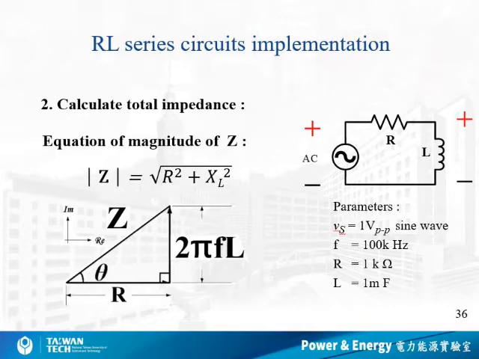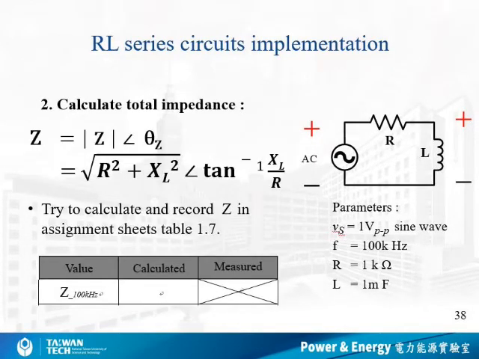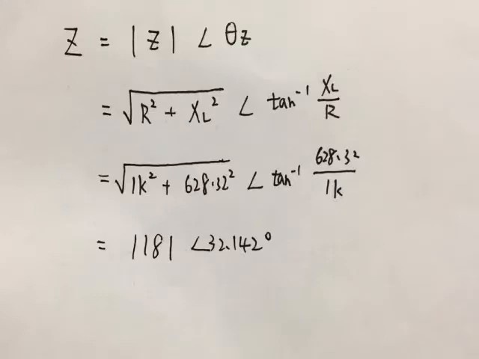Second, calculate the total impedance. We can calculate it the same way as the total impedance of an RC series circuit. You can see the equation looks similar to calculating the magnitude of impedance in an RC series circuit. Also, the phase of impedance is calculated the same way. The only difference is their definition of phase of the inductor. Then we will get the normal form of total impedance. Here is the step.